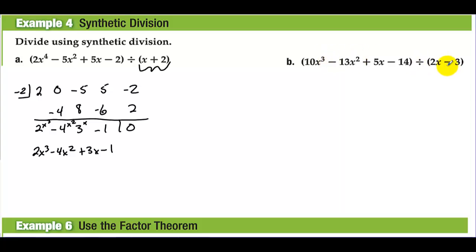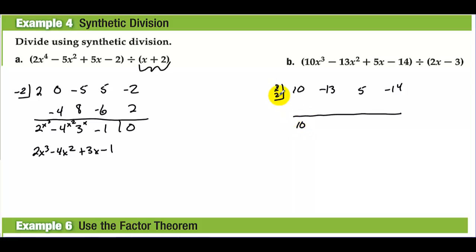Let's take this polynomial divided by 2x minus 3. Now what goes into the box is what makes this 0, and what makes this 0 is 3 halves. So we're going to put 3 halves in the box. We have 10, negative 13, 5, and negative 14. 3, 2, 1, 0. No zeros needed.